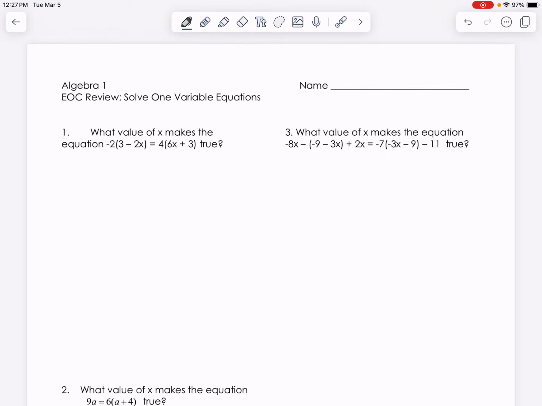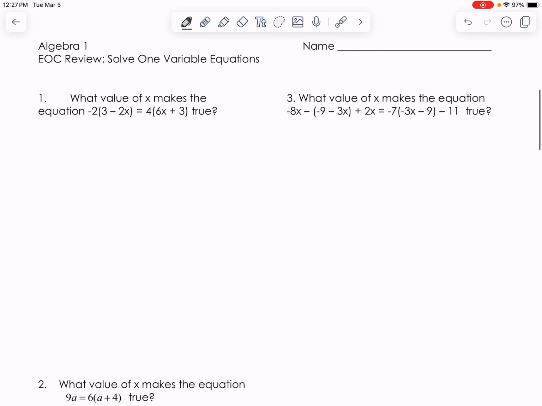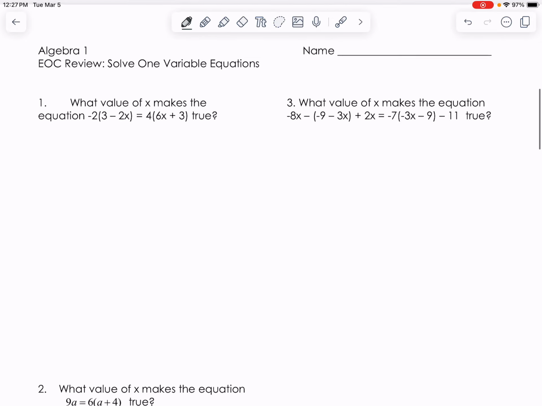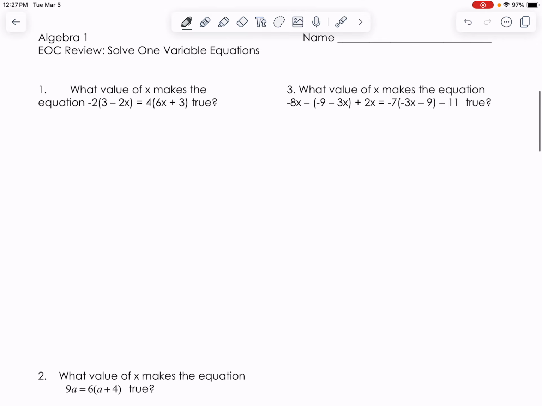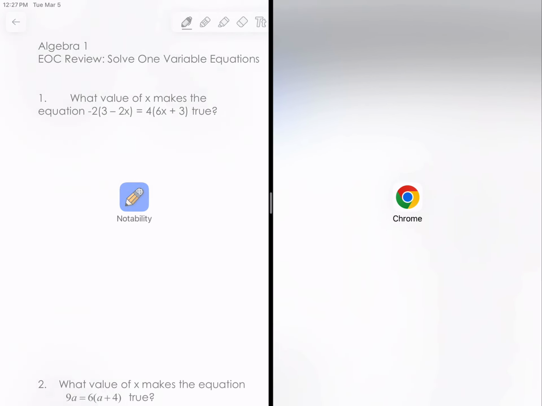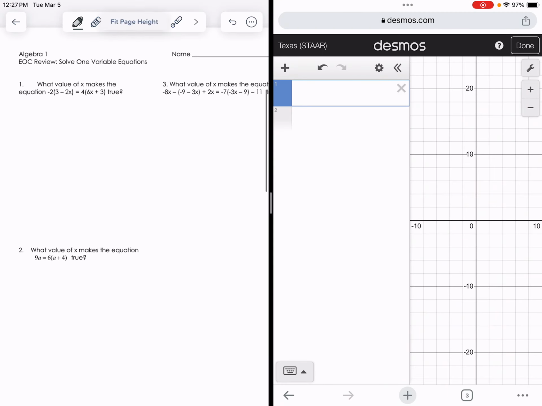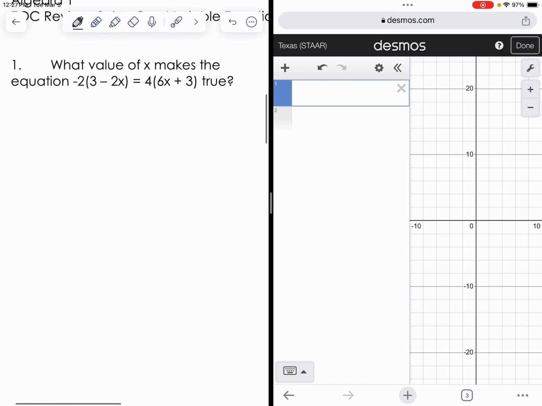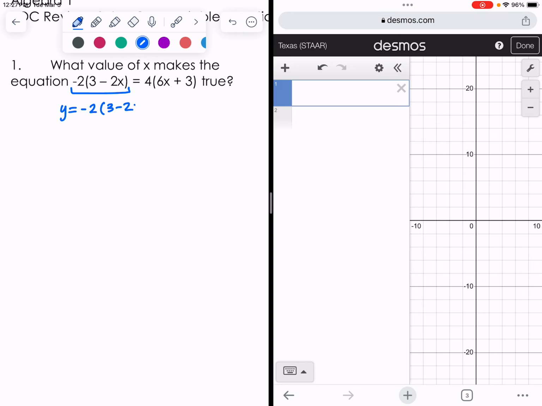All right, this lesson is going to show you how to solve one variable equations and inequalities using Desmos. And so I'm going to go ahead and open the test mode of Desmos, the Texas STAAR version. And what you're going to do with an equation is you are going to set the left side as an equation. So you're going to put y equals the left side.